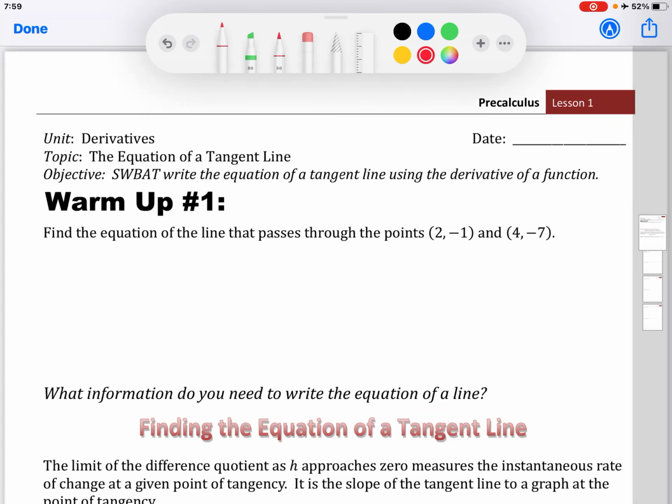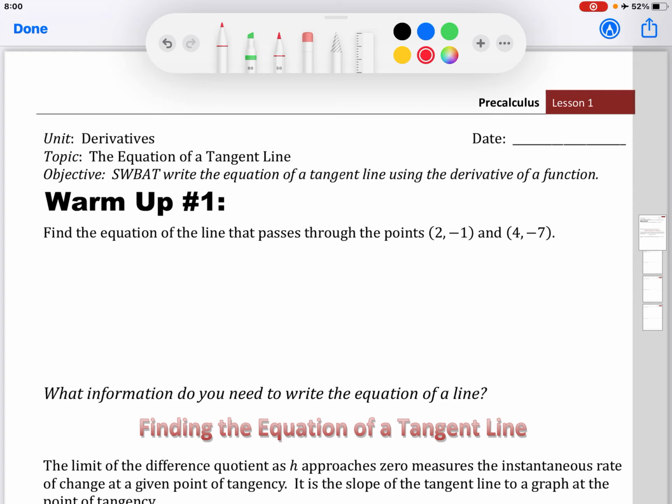Hey guys, welcome to the last unit, derivatives. Our topic today is the equation of a tangent line. So I want you to pause the video and try the warm-up. The warm-up says find the equation of the line that passes through the points (2, -1) and (4, -7).